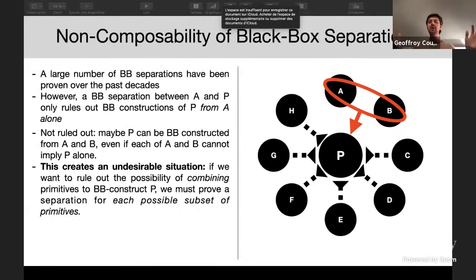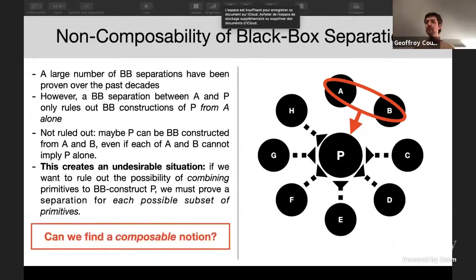So in a sense, we do not have any way to compose our black box impossibility results to derive stronger black box composability results. And that's unfortunate because in crypto, we do that all the time. We take a bunch of cryptographic primitives and assumptions, we mix them together and we obtain new cryptographic primitives. And if we want to prove limitations for black box constructions of these types, then currently the only thing we know how to do is prove black box separations for all subsets of the cryptographic primitives that we might want to consider. So can we do better?